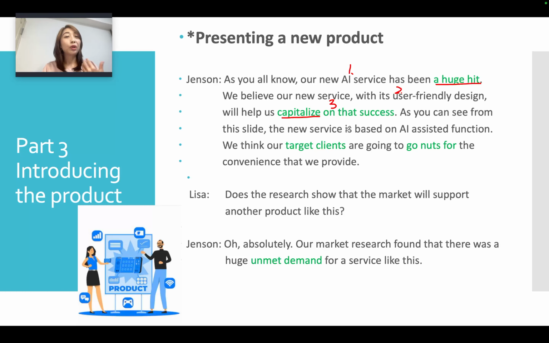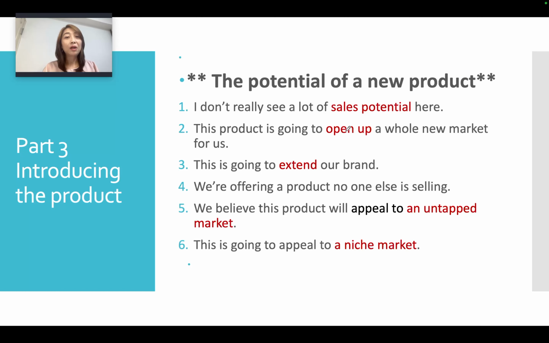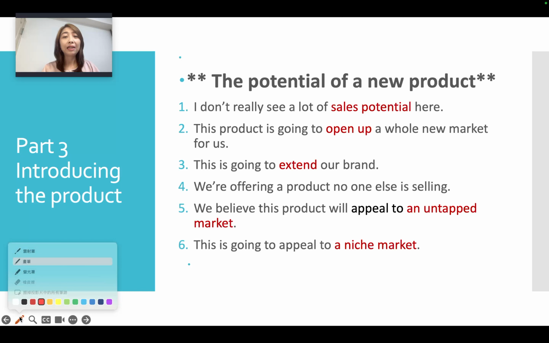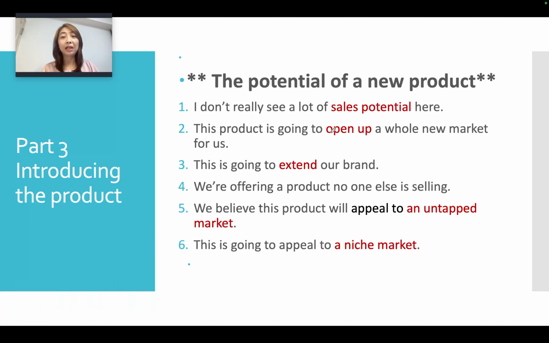So after we present our new product, we also need to remind people of the potential of the new product. Why should we offer this new product? Why should we have a mass product of this new product? Sometimes people will question, they will challenge you, they will say, I don't see a lot of sales potential here. Sales potential means I don't think we can sell very well.